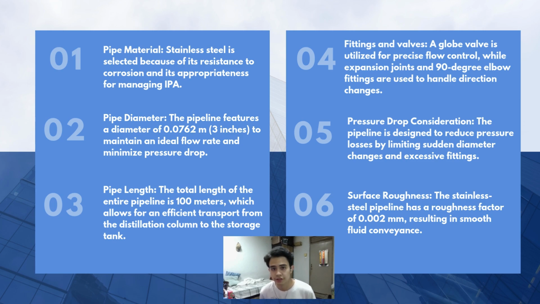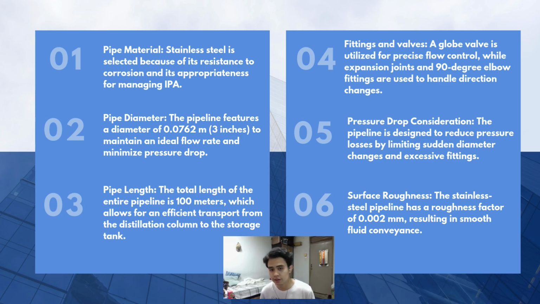So our first point is the pipe material. The material of our pipeline is stainless steel, and it's selected because of its resistance to corrosion and its appropriateness for managing isopropyl alcohol. Next up we have our pipe diameter. The pipeline features a diameter of 0.0762 meters, which is 3 inches, to maintain an ideal flow rate and minimize pressure drop.